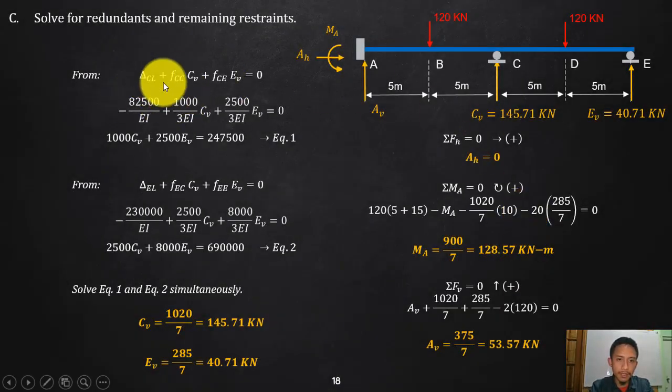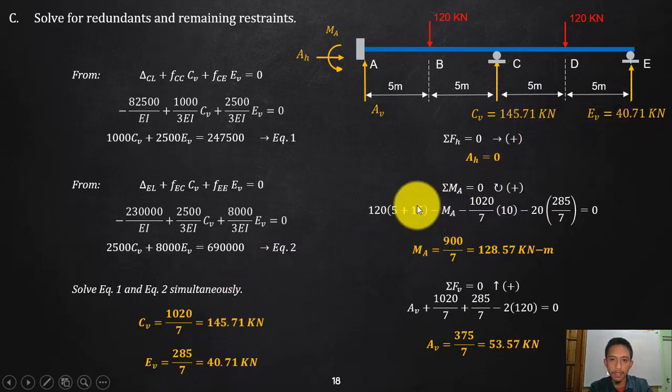So substitute the values, you will end up with equation 1. You can check that one, okay? But I am pretty sure, since my answer is the same. So this is my equation 1, and then substitute the values again. Simplify equation 2 simultaneously. Since the unknowns here, the redundants that we chose, are CV and EV, that is what we will be solving using the compatibility equations. And CV is 1020/7, which is 145.71. That is the same as a while ago. And your EV, the other redundant, is 285/7 or 41.71, which is also the same as a while ago. We can compare that one.